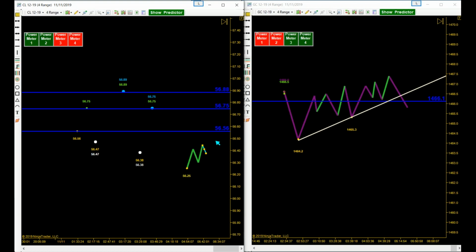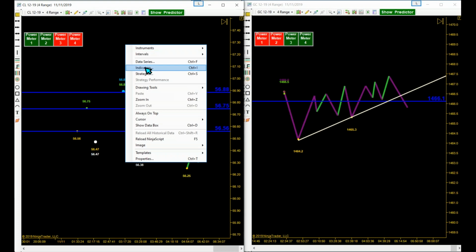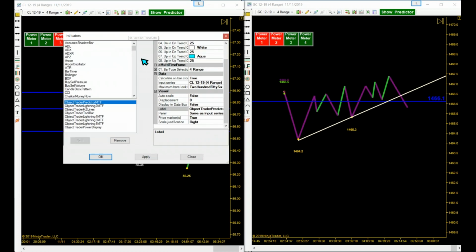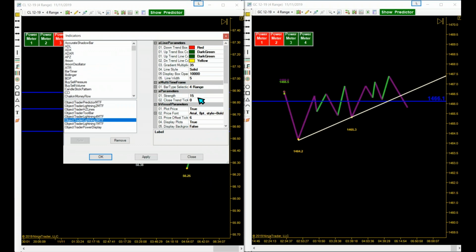Let's see, David says, what determines, or what do they mean, the size and color of the dots. Well, okay, let me explain that. The dots that you're seeing here are based on Lightning 3 and 4. Lightning 3 is simply, when you go to your indicators, a 4-range chart with 15 swing strength. We've used this for years, and it works really well.